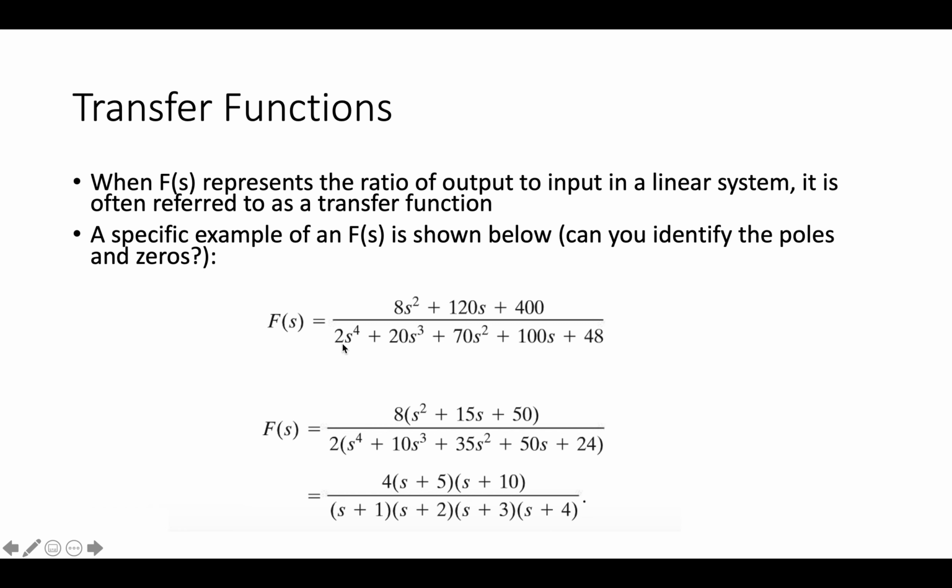First, we factor out the constant multiplying the highest order term in numerator and denominator. We then get this k, or gain, and then notice the highest order term in both numerator and denominator have coefficients of 1. That allows us then to find the roots. And so in this particular example, we have the following factored function. So the question is, what are the poles and zeros? The zeros occur at -5 and -10, and the poles occur at -1, 2, 3, and 4, respectively.